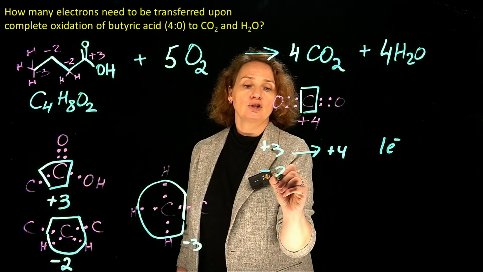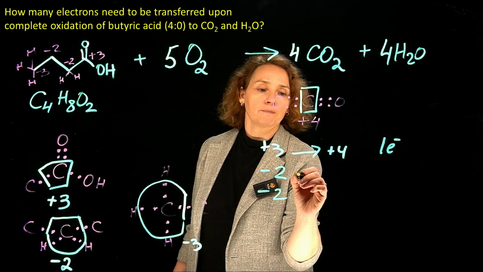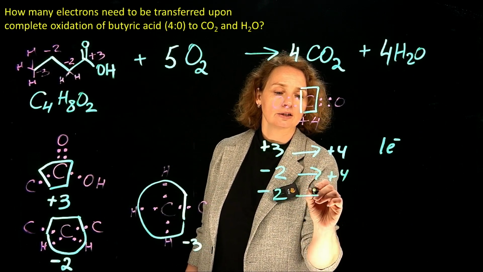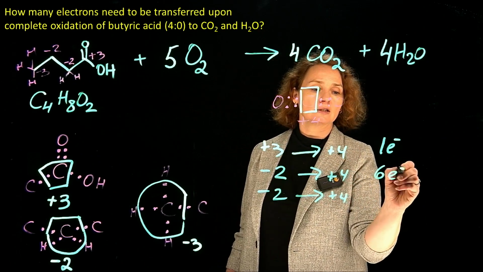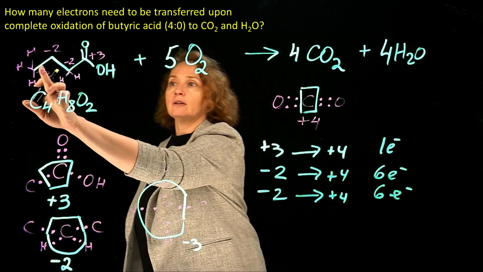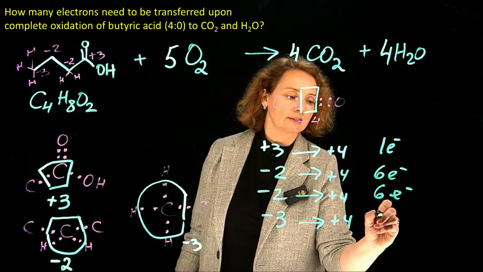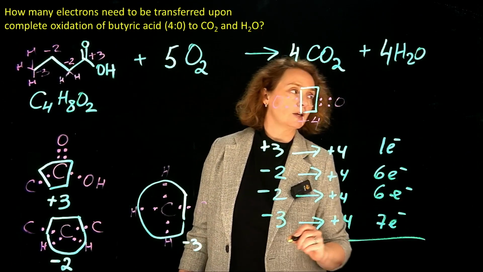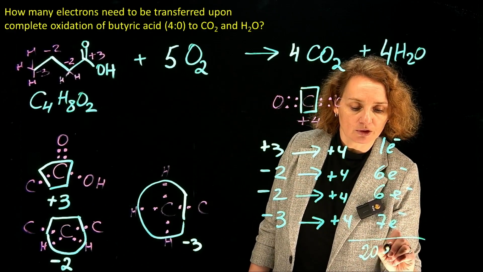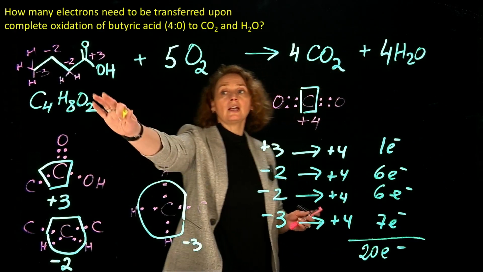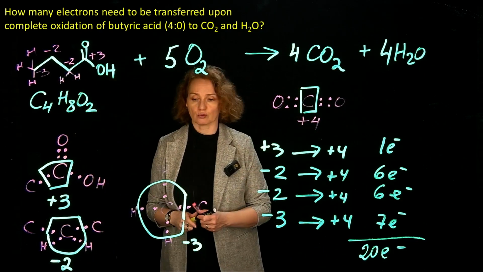Each of the -2 oxidation states, those 2 carbons, when they are oxidized to the +4 oxidation state, will each donate 6 electrons. And finally, the last carbon with the oxidation state of -3 will donate 7 electrons. And if we tally those numbers, it gives us 20 electrons that need to be donated by butyric acid in order to form 4 molecules of carbon dioxide.